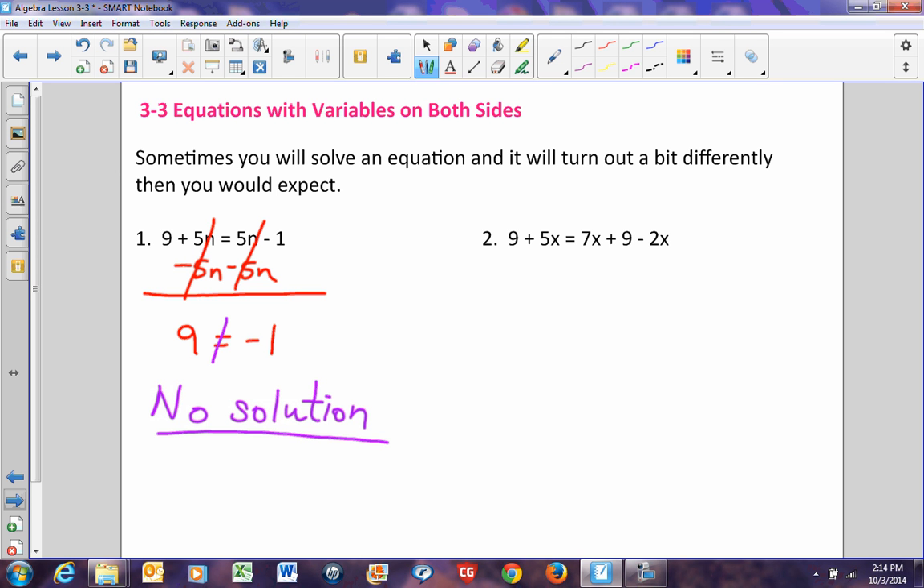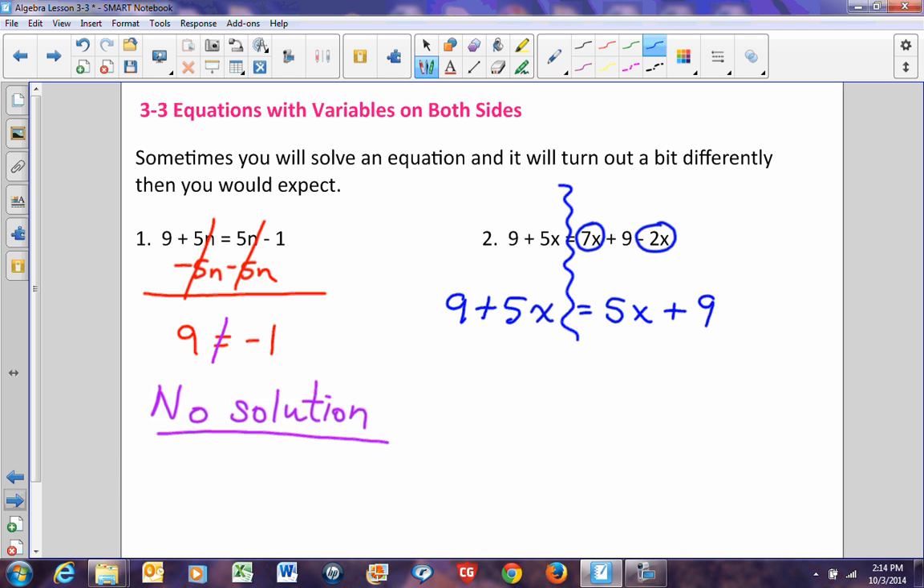Let's look at equation 2 here. We have 9 plus 5x equals 7x plus 9 minus 2x. Now we can simplify first. I'm going to take my 7x and my negative 2x. Don't lose your negative sign, because remember, they're on the same side of the equation. So I have 9 plus 5x on the left-hand side. 7 minus 2 is 5x. I'm going to have 5x plus 9 on this side of the equation.